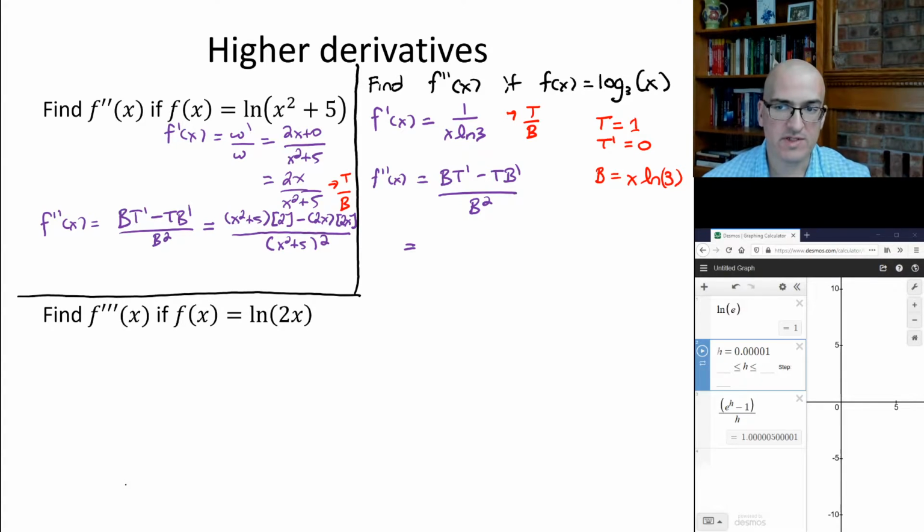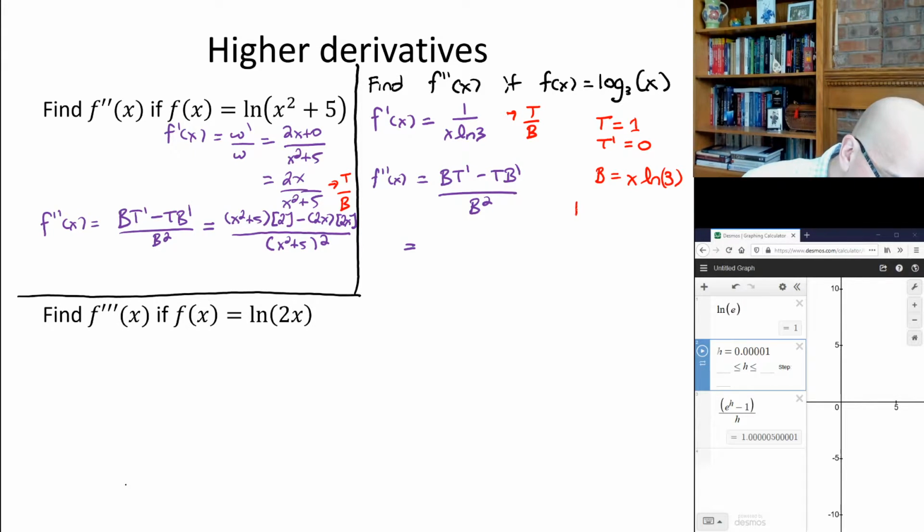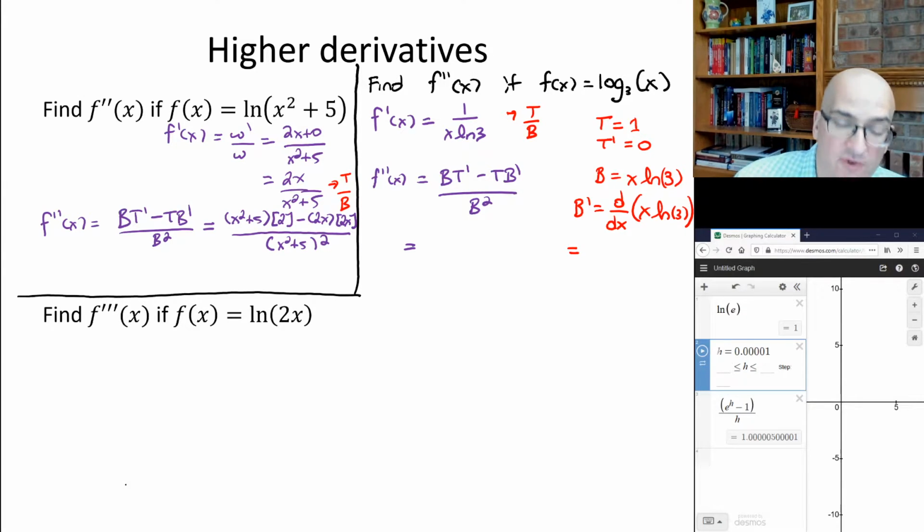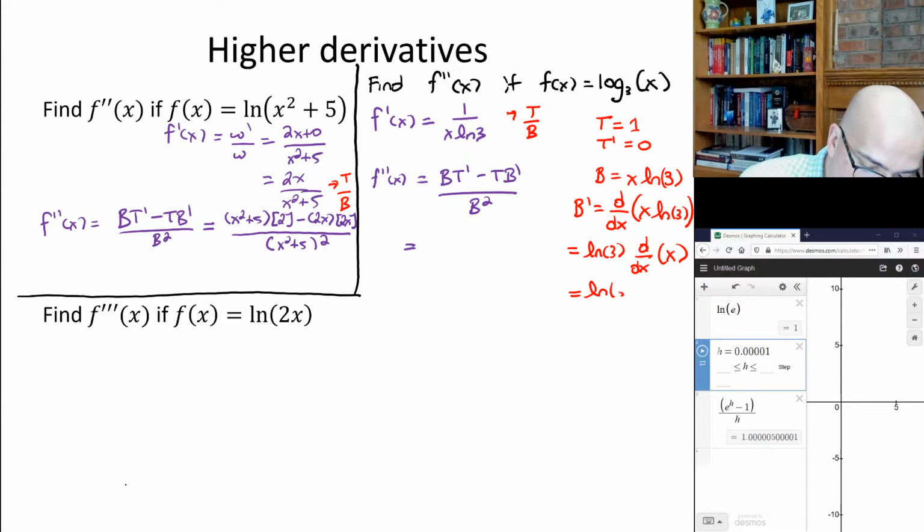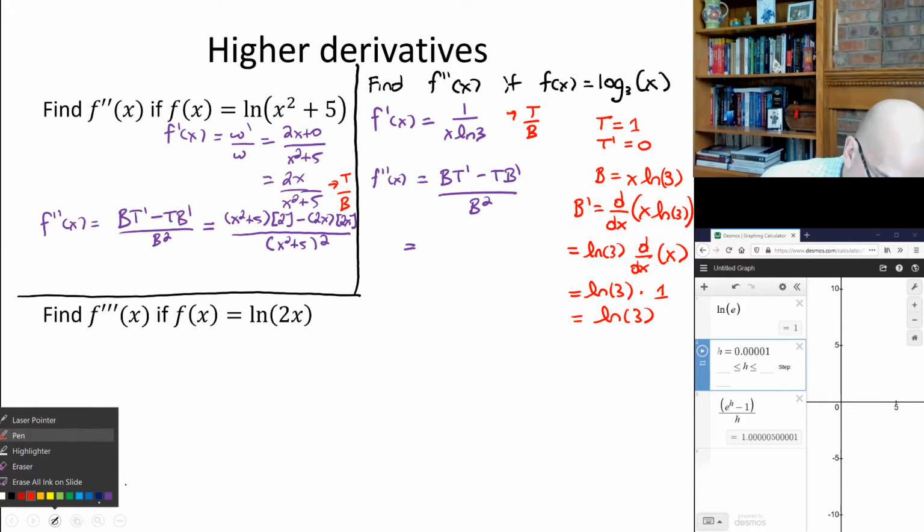When you take the derivative of a constant, you get 0, and it doesn't matter what the constant looks like, including a log constant. So I'm going to write b prime in a different way. b prime is the derivative d by dx of x times the ln of 3. One rule we have for derivatives is if you have the derivative of a constant multiplied by a function, you can bring the constant out front. So I'm going to bring the ln 3 out front. And then I have the derivative d by dx of x. So this is ln 3 times 1. The derivative of 1 times x is 1. So we just get ln 3. That's b prime. Okay, so we're going to need that in our formula.